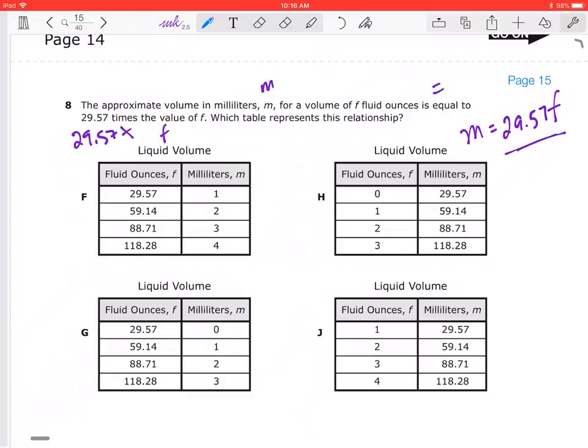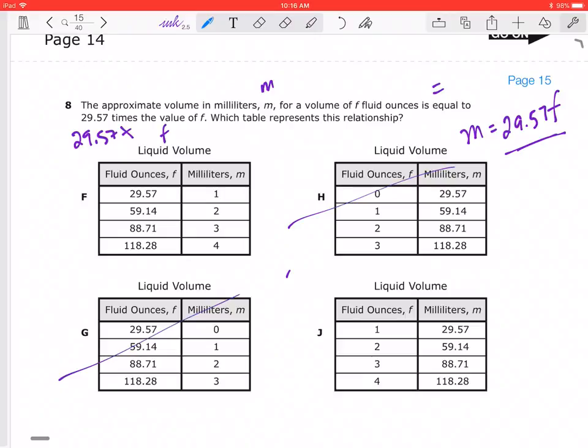Now, right off the bat, because I know it's going to go through my origin, when I talk about going through my origin on a table, that means I'm going to have a 0, 0. So I'm going to look at this, and it's going to discount H, and that's going to discount G. So now my only two possible answers are F or J.